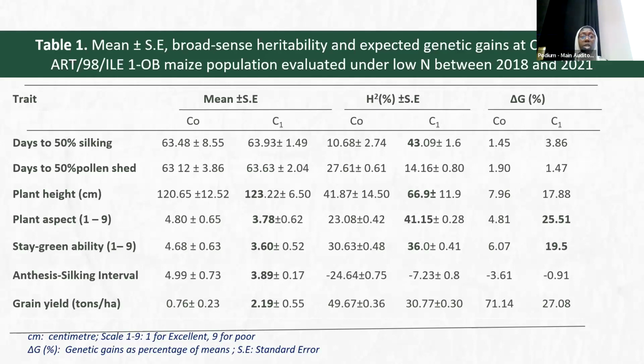It also reduced from 5 days to 4 days in the second cycle. Grain yield also improved from 0.76 tons per hectare to 2.19 tons per hectare in the second cycle. And if you look at the heritability, it ranged between moderate to high for most of the data collected, except for anthesis-silking interval. And looking at our delta G, that is our expected gain from selection, we also see that it increased in the second cycle.